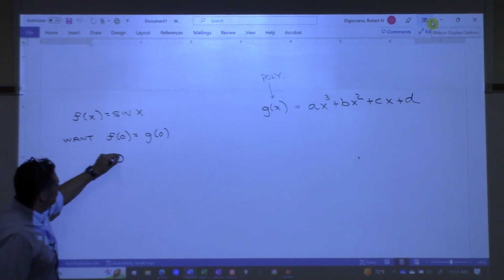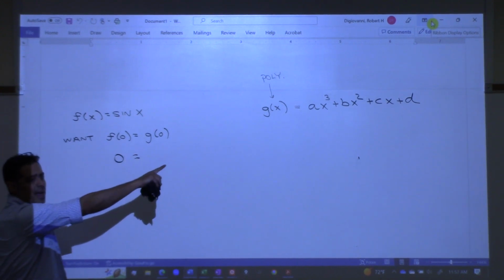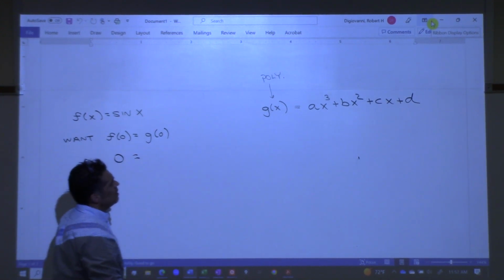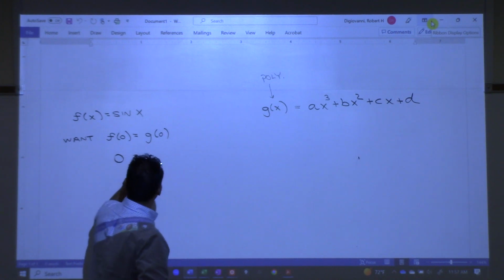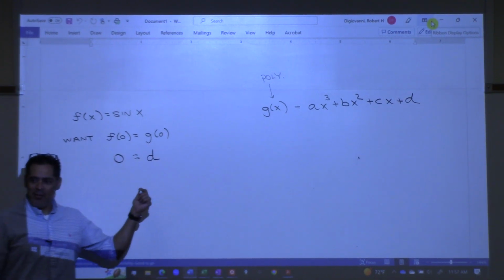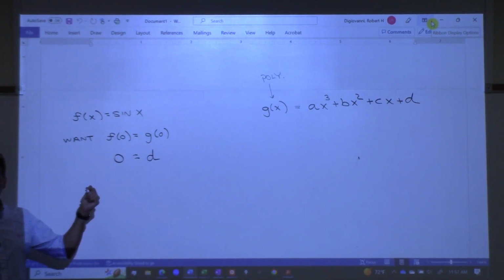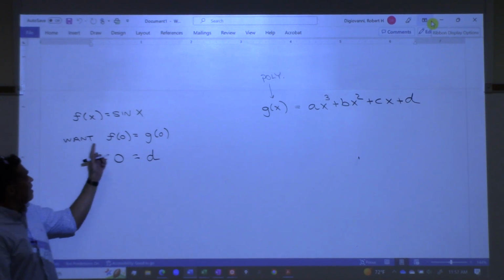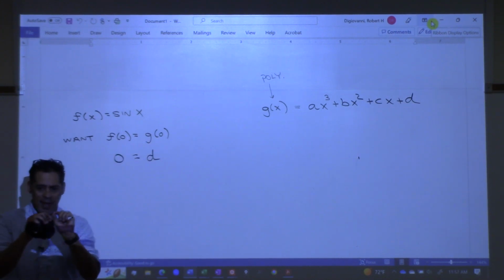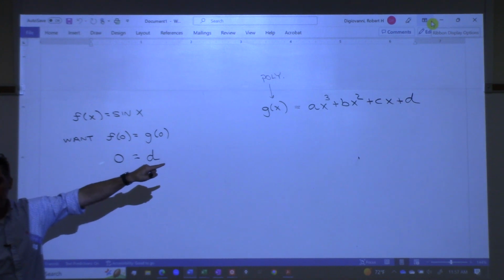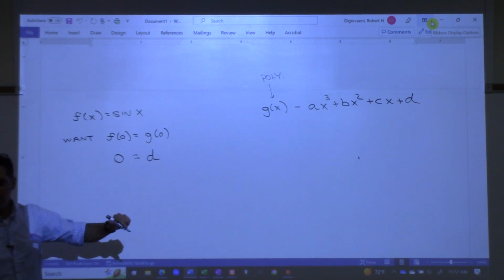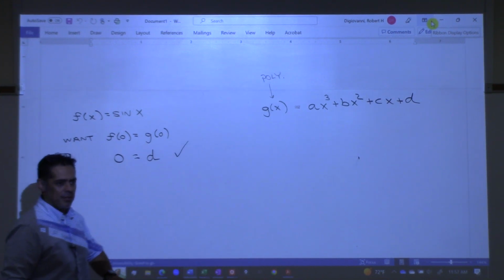What happens when I plug 0 into that? What do I get? D. So then now I know what D is. So D needs to be 0, in order for these two functions to actually have the same value at 0, I need that D to be 0, right? Good. I know one of the four things.